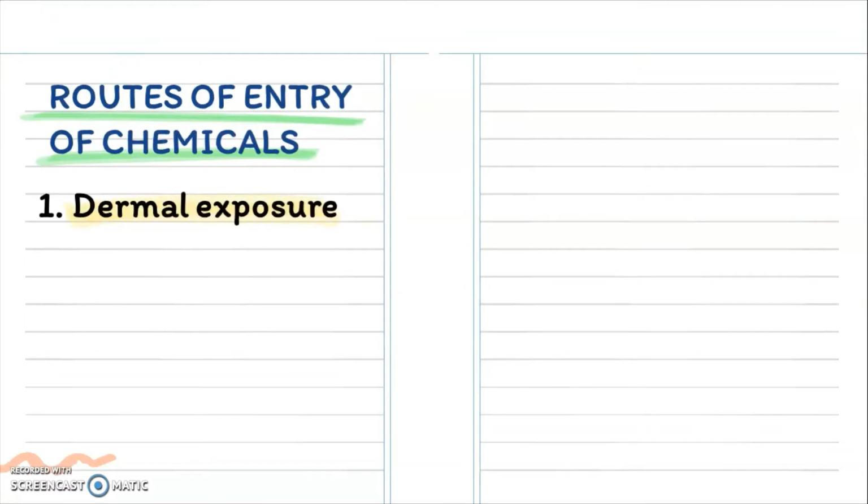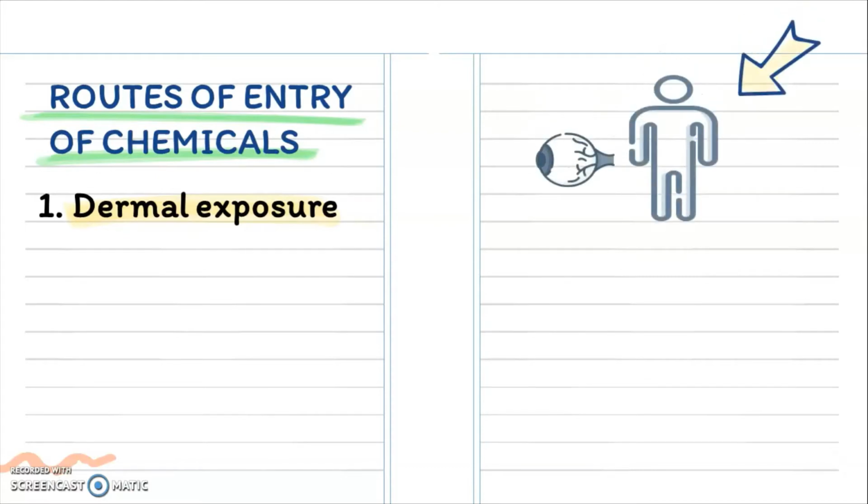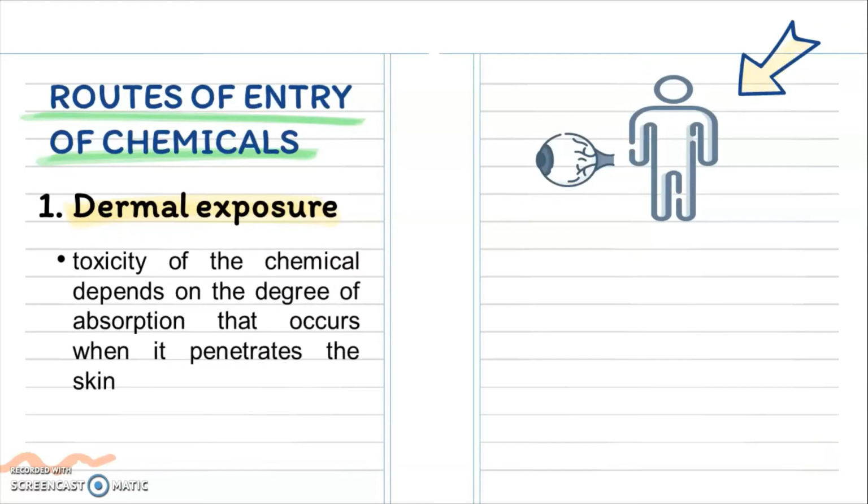The first one is dermal exposure, or tinatawag ding absorption, wherein the chemicals enter through our skin or sa ating eyes. Also, toxicity of the chemical depends on the degree of absorption that occurs when it penetrates the skin. Ibig sabihin, mas magiging toxic yung chemical kapag mas malalim yung na-penetrate niya sa balat.